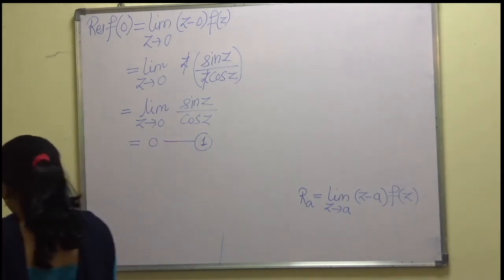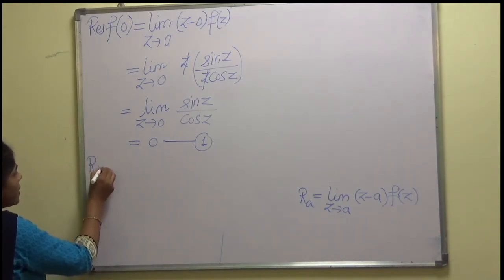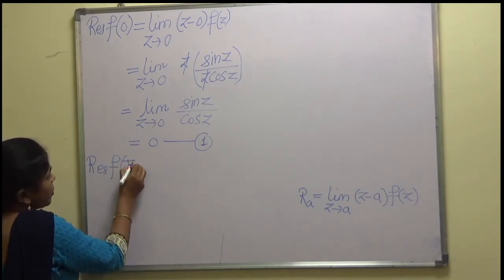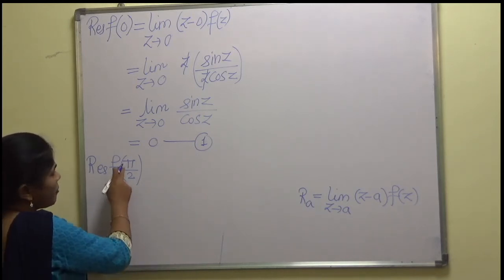So we have now obtained the first residue. Let us obtain the second residue. So residue of f of z at, what was the second pole? That is z equal to pi by 2. Okay? So f of pi by 2.